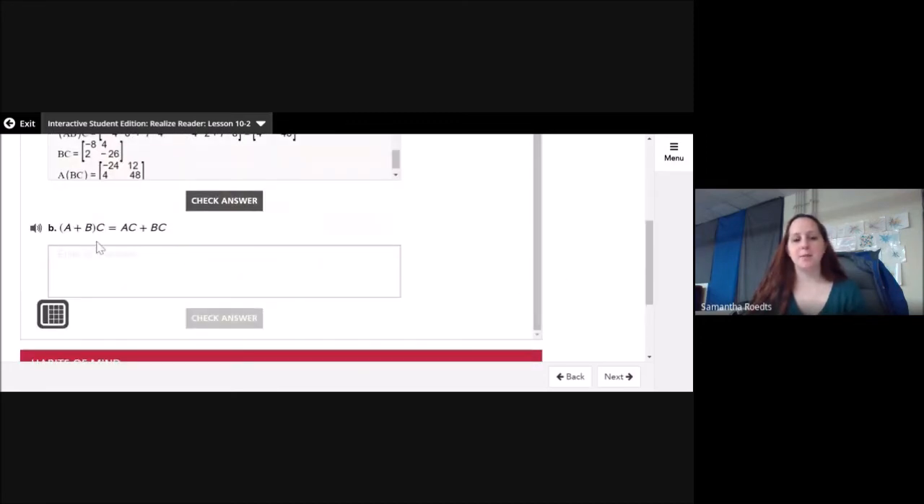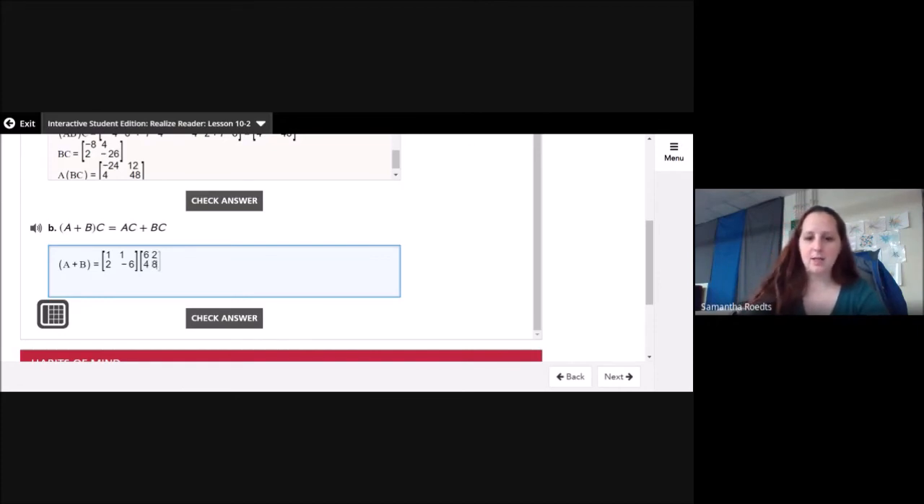For B, I have (A plus B) times the quantity C equals A times C plus B times C. So the first thing I need to do is A plus B. So A plus B in this case is going to get me 1, 1, 2, negative 6. And I'm going to multiply that times C, which is 6, 2, 4, 8. That gives me 10, 10, 12, negative 44. I do AC plus BC.